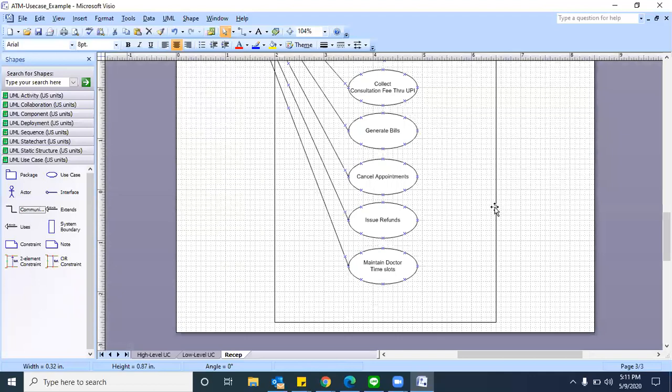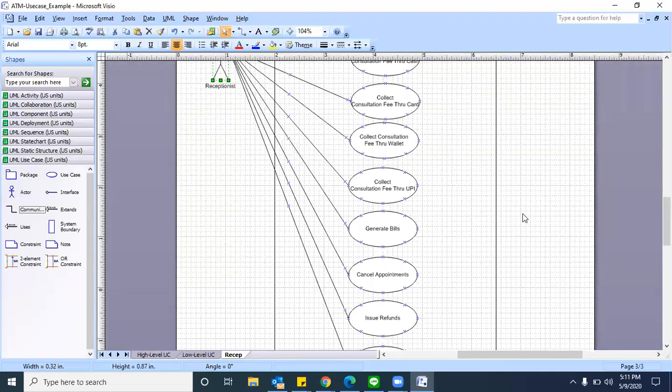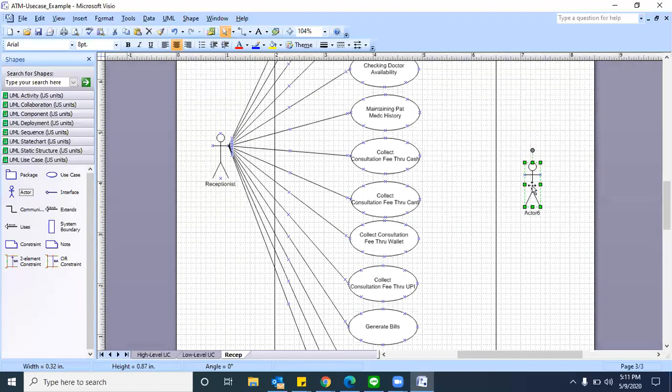Now tell me where we need secondary actors. You said some secondary actors are required. For collecting payment through a card, we need another secondary actor, the swipe machine, if I'm not wrong, right? One swipe machine is required for collecting through card, and for UPI and wallet, we need a third party, one FCH, financial clearing house, right or wrong?